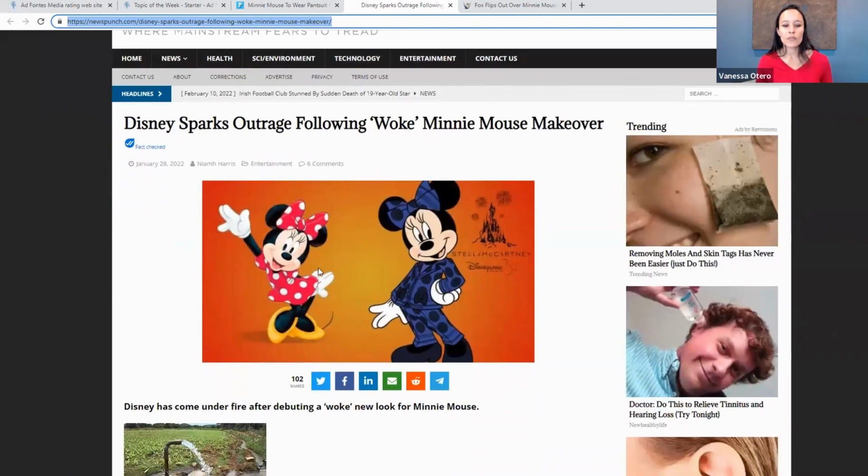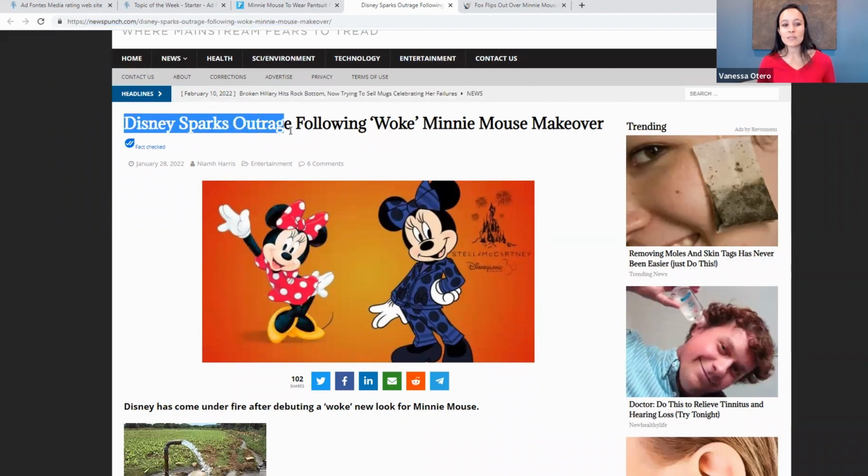All right. So we've got a picture. Again, this is a pretty straightforward picture. Minnie Mouse old outfit, Minnie Mouse new outfit. So we really don't need to make much of it there. But what's the headline? Disney sparks outrage. Okay. If we compare this to the previous article, there were no allusions to outrage. That was not what the story was about. It was just about what happened.